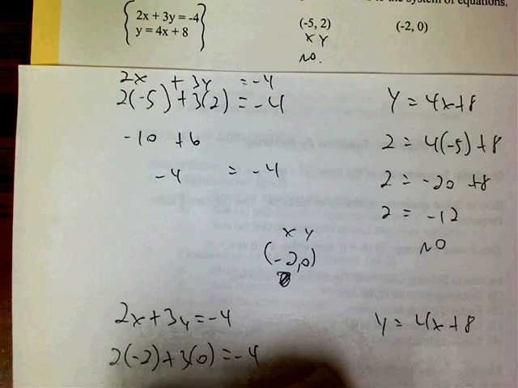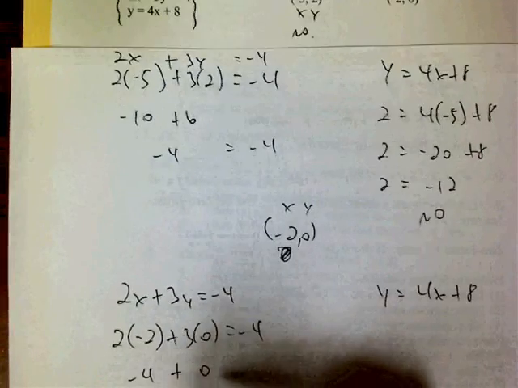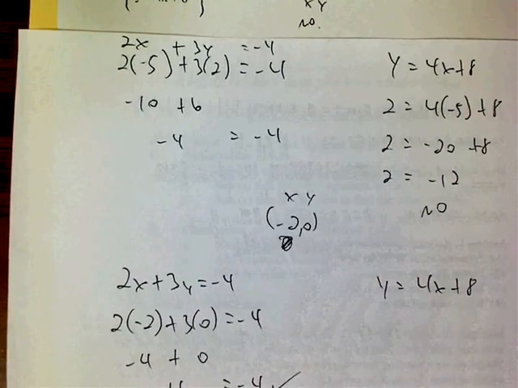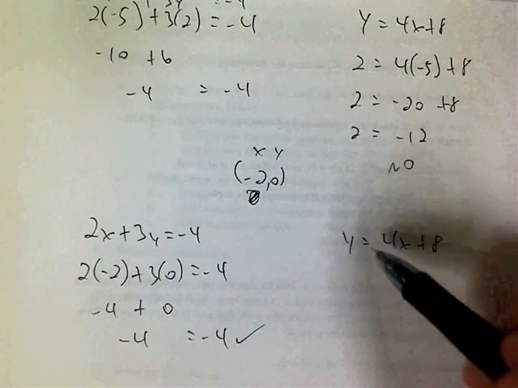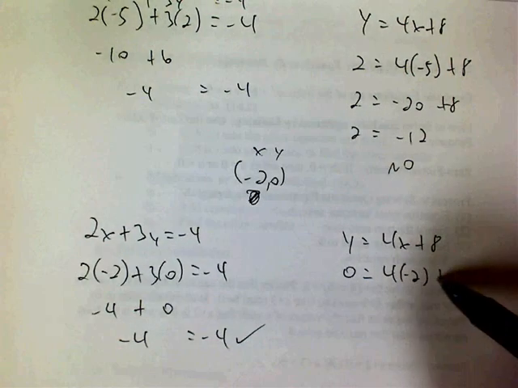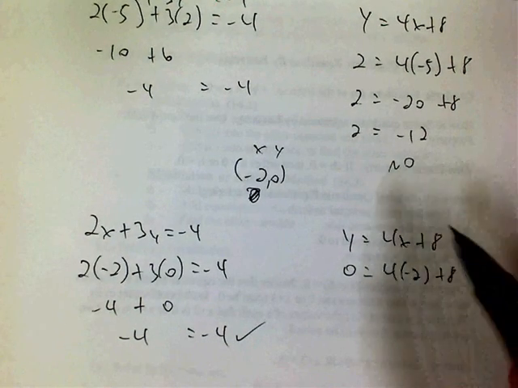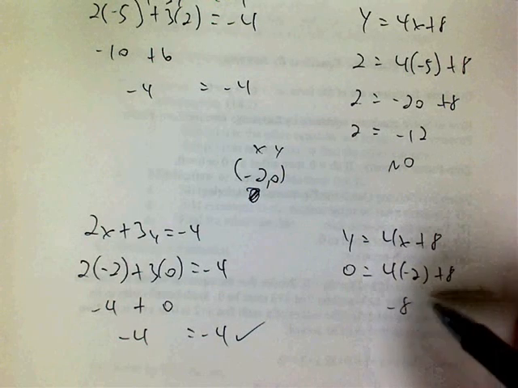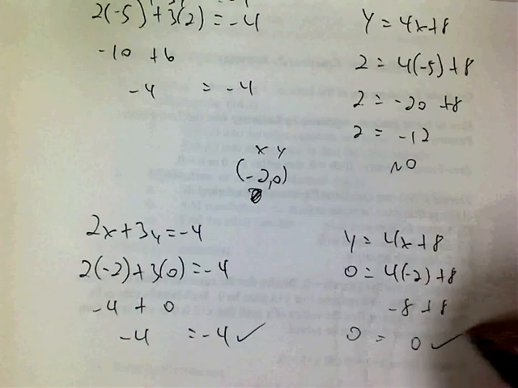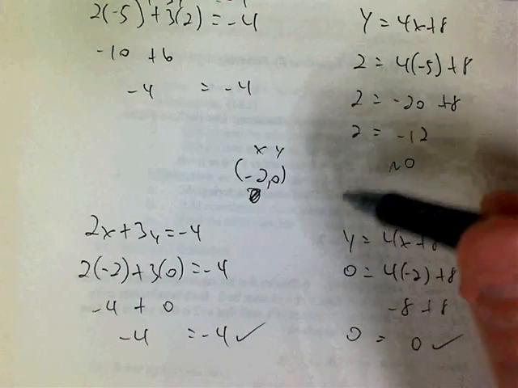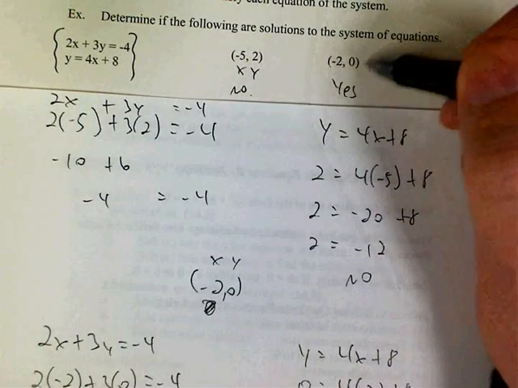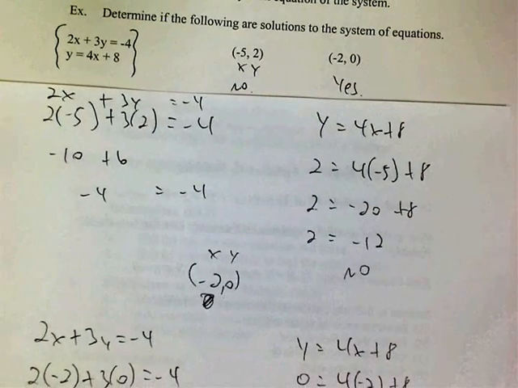2 times -2 is -4, 3 times 0 is 0, -4 plus 0 is -4, and -4 does equal -4. That's good. That one checked out. Y is 0, x is -2. Let's see if both these sides are equal. 4 times -2 is -8. Bring down the plus 8. -8 plus 8 equals 0. That one checked out. Since they both checked out, that means that -2 comma 0 is the solution. This is the one that is. That's how you check it.